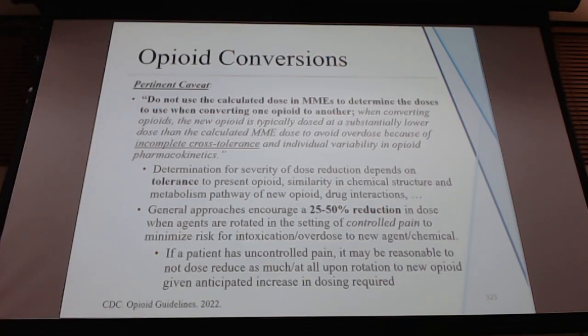Yes. So all that is to say that that is our incomplete cross-tolerance. Meaning if we're tolerant to one, we're not 100% tolerant to the other one. Okay, so there's an incomplete cross-tolerance. Whenever that happens, we need to dose reduce. That's all this slide says. And that's what the next couple slides say.